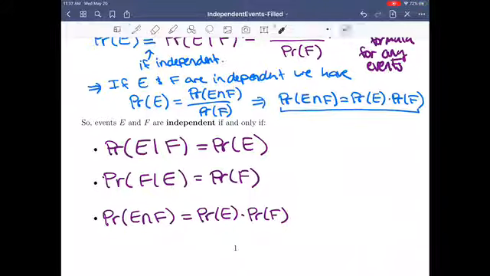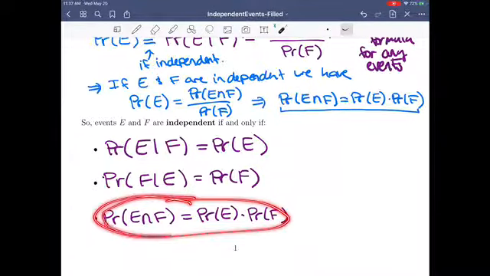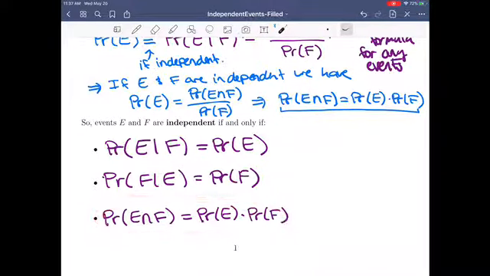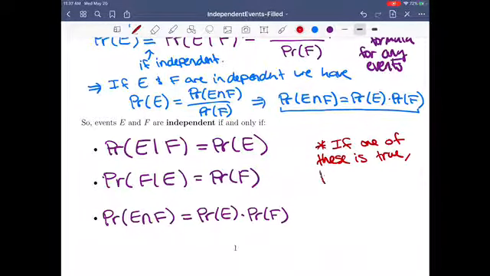Now just to point out, especially this last one, it's very tempting to use this all the time. It's only true when E and F are independent, so you want to be careful. Another note: if one of these is true, then they all are.